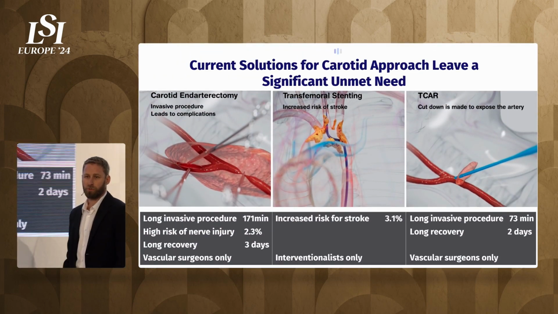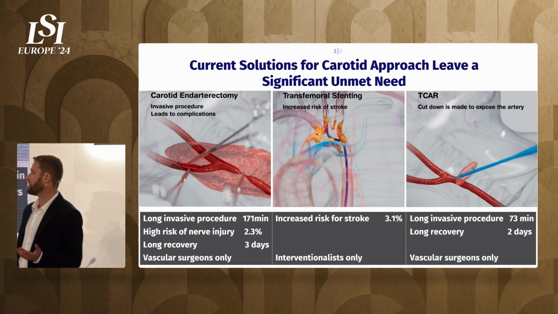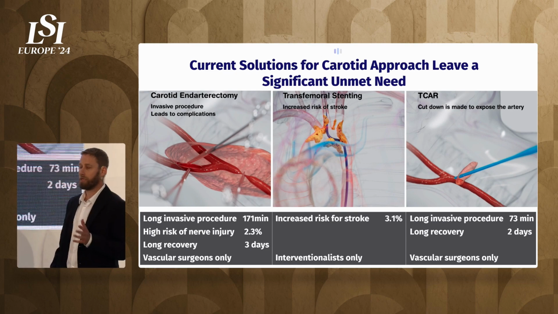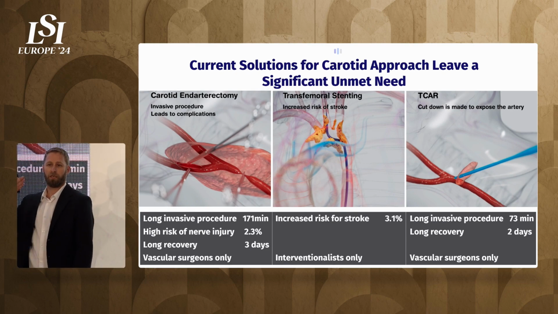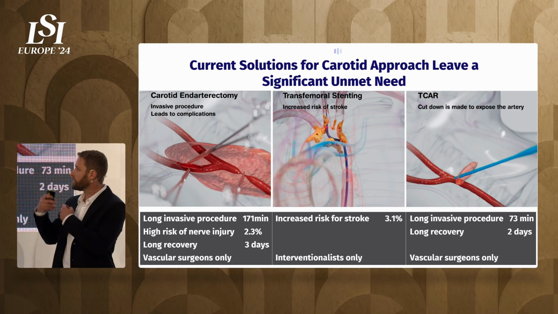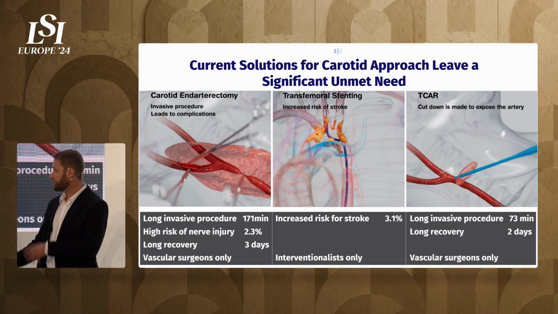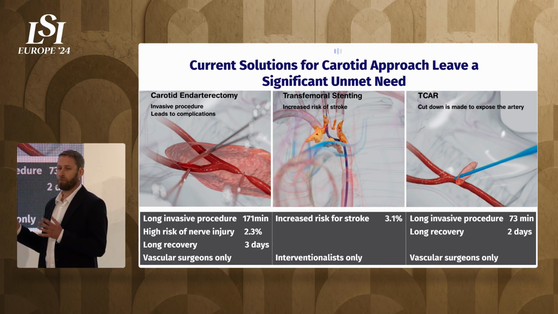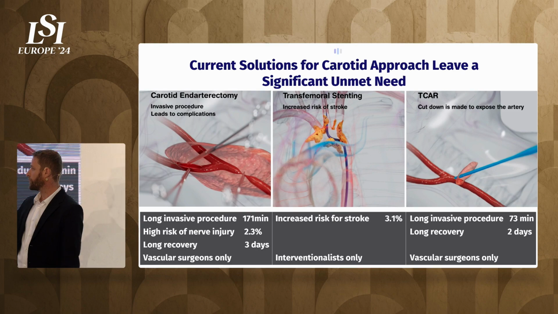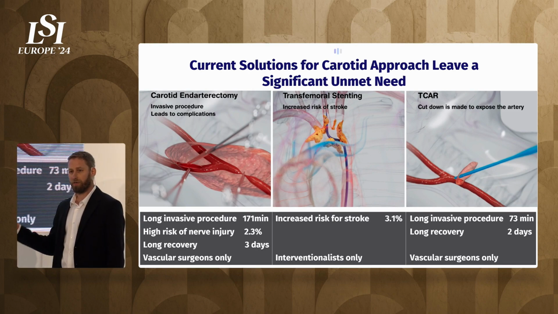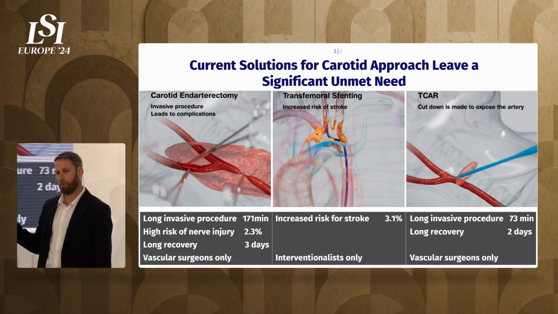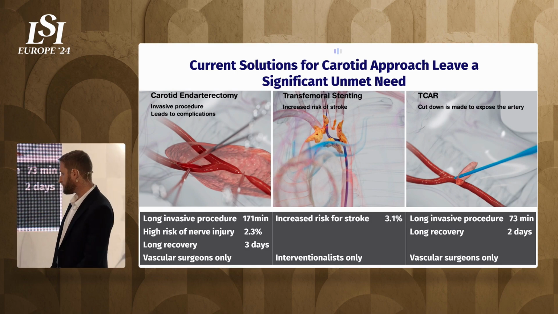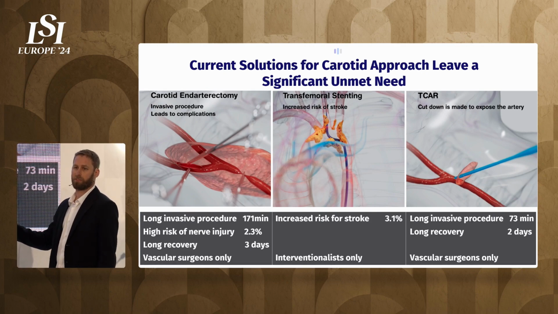Once a patient is diagnosed with carotid artery disease, what are the main alternatives? So we have the carotid endarterectomy. It's a relatively long procedure of 3 hours, in which the physician will make a long incision at the neck, expose the artery, take all the fat and plaque deposit out, and then suture back the skin and artery. This procedure has relatively high complication rates: nerve injury 2.3%, stroke 1.5%, and myocardial infarction 0.5%. After 3 long days, the patient can be discharged back home. Of course, it can only be performed by vascular surgeons.